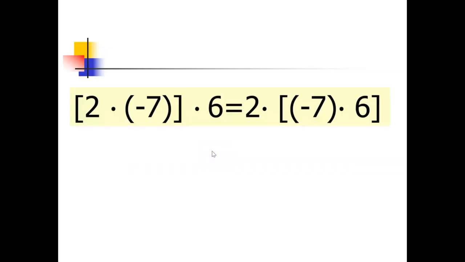Let's try another one. Let's look at this one. Here I have three numbers. 2 times negative 7 times 6 equals 2 times negative 7 times 6. First thing I noticed is that the order is same on both the sides. On my left side, the 2 and the negative 7 are grouped. And on my right side, negative 7 and 6 are grouped. When the grouping is different, it's called an associative property. This is an example of multiplication property, associative property.